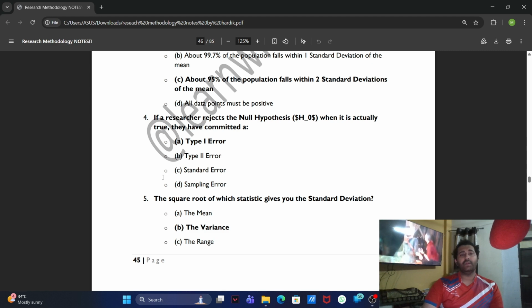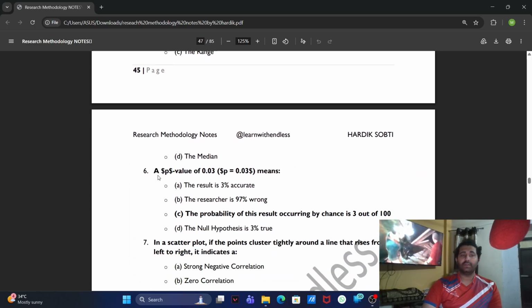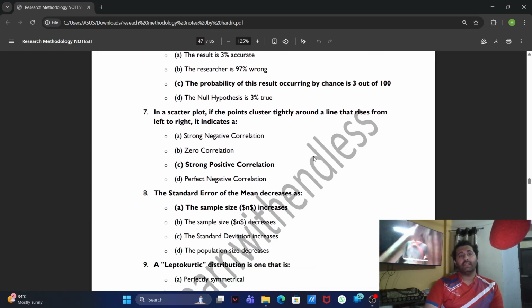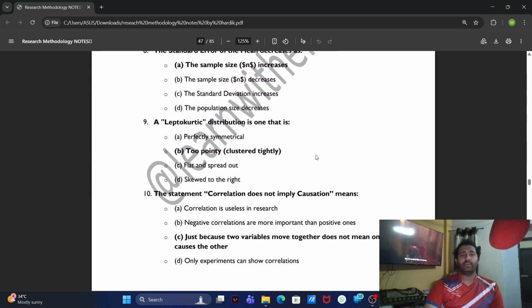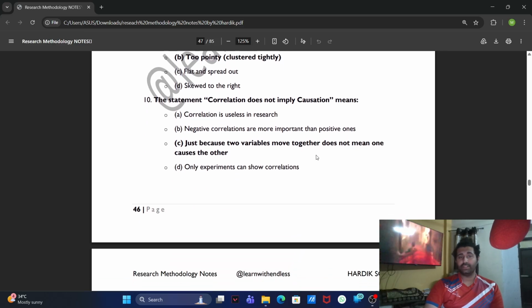If a researcher rejects a null hypothesis when it is actually true, they have committed a type 1 error. The square root of which statistic gives you the standard deviation? The variance. A p-value of 0.03 means the probability the result occurred by chance is 3 out of 100. In a scatter plot, if the points cluster tightly around a line that rises from left to right, it indicates a strong positive correlation. The standard error of the mean decreases as the sample size increases. A leptokurtic distribution is one that is too pointy, clustered tightly. The statement correlation does not imply causation means just because two variables move together does not mean one causes the other.